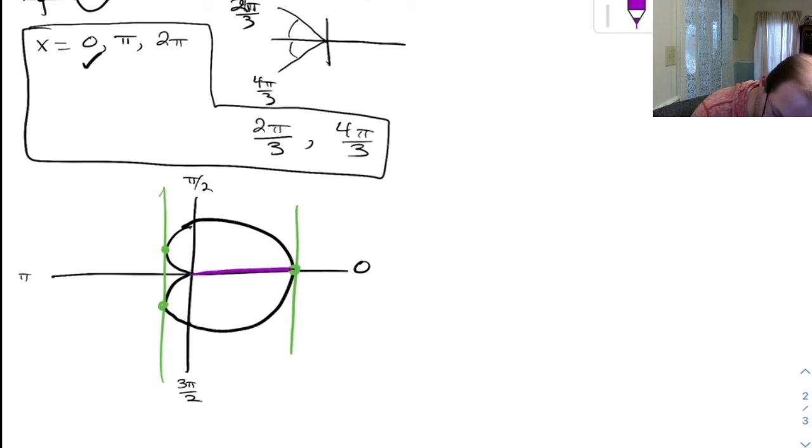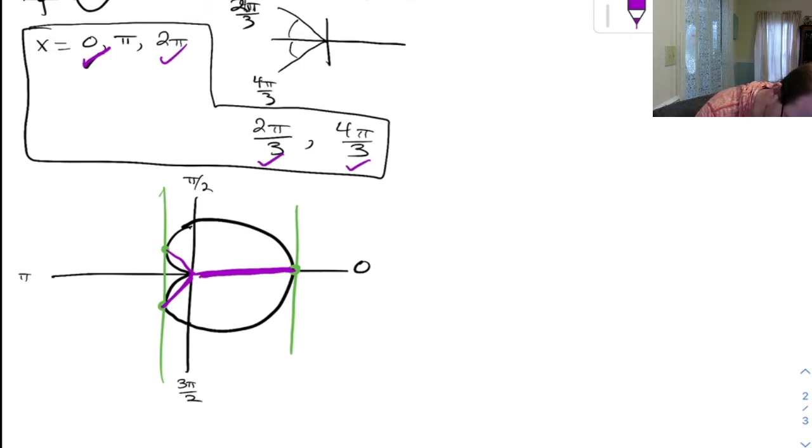So that's 0. That angle right there is 2 pi over 3. This angle coming down here into the third quadrant is 4 pi over 3. And 2 pi is really the same as 0. It's just coming around again. So we get the vertical tangents at those 3 places. We don't get one at pi.